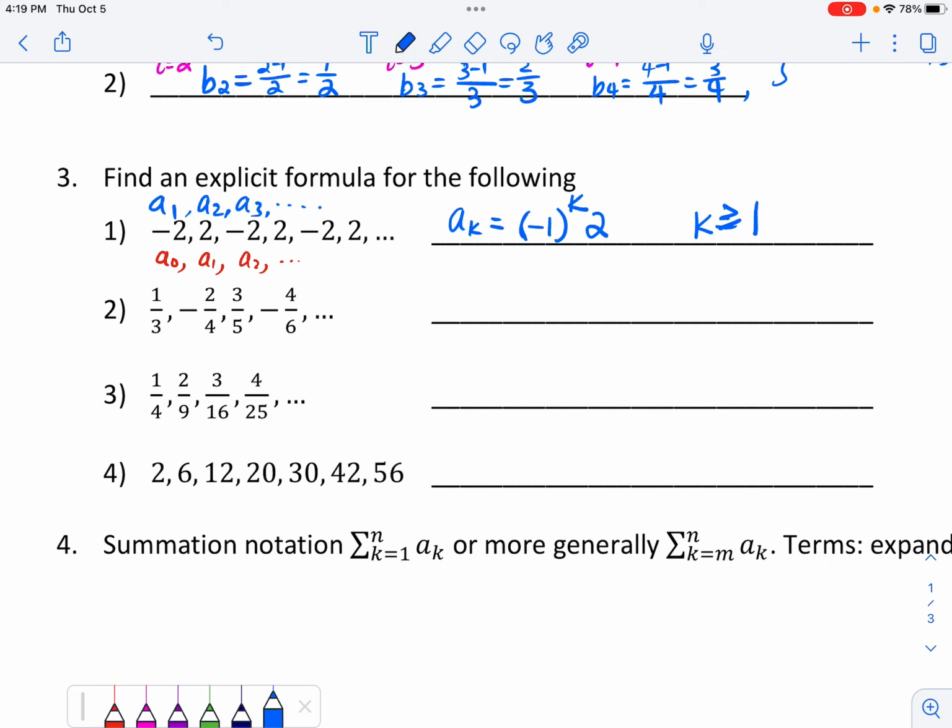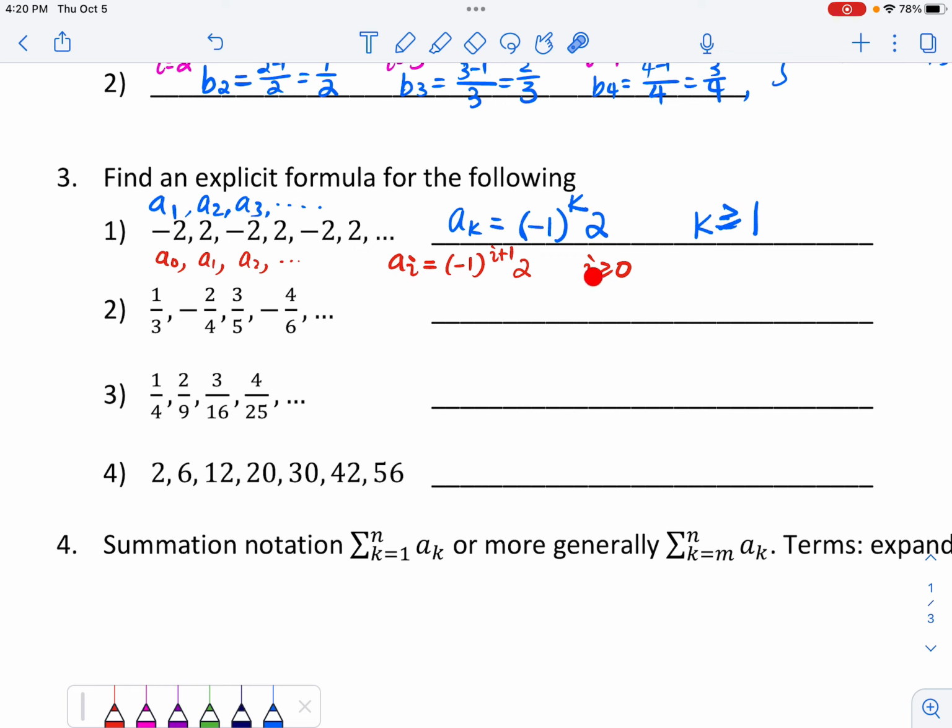In this case, you don't have to use k, you can use i. That's called a dummy variable. They won't affect anything. So a_i is equal to negative 1 raised to i plus 1 in this case, times the 2, where i is greater than or equal to 0. So let's check. When i is 0, that's what you begin with, a0. Negative 1 raised to 0 plus 1, which is 1. So negative 1 raised to power 1 is negative 1. Negative 1 times 2, which is negative 2.